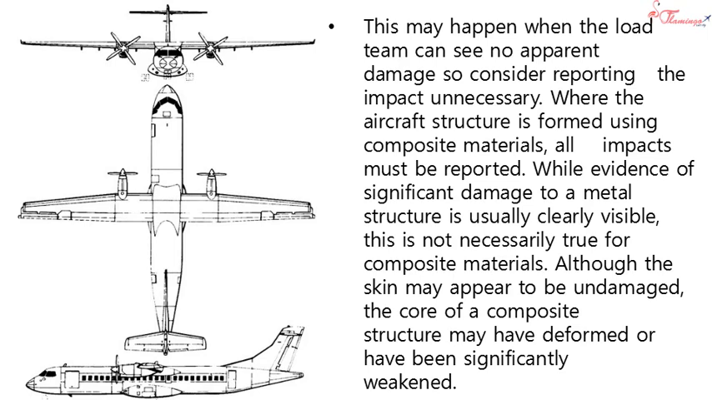While evidence of significant damage to a metal structure is usually clearly visible, this is not necessarily true for composite materials. Although the skin may appear to be undamaged, the core of a composite structure may have deformed or have been significantly weakened.